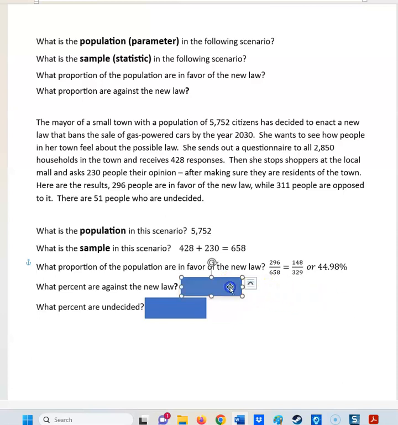What's the percent against the new law? Again, we're just going to take the number of people that were against it divided by the total, and we get 47.26%. And then what percent were undecided? It's going to be 51 over 658, giving us 7.75%.